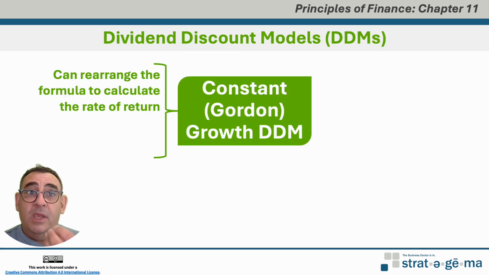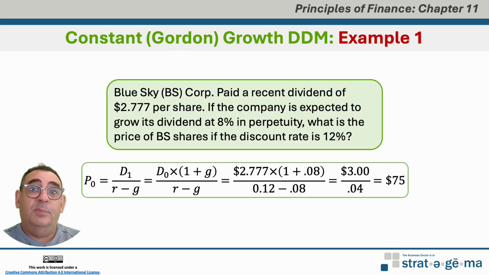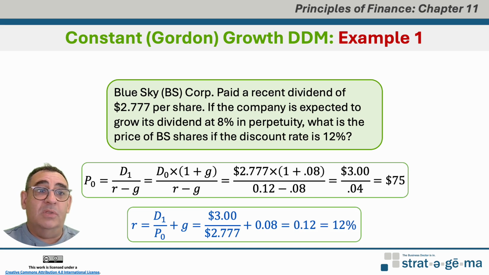If we wanted to, we could also rearrange the formula to determine what the rate of return is if we know what the next dividend is, what the current stock price is, and what the growth rate is. And if you knew the return, the dividend, and the stock price, you could also determine the growth rate. So this allows us to manipulate the formula to figure out any missing component. So if we go back to this one, let's prove the 12% rate of return, where R equals D1 over P0 plus G. So the $3 dividend divided by the initial stock price of 2.777 plus 0.08 equals 0.12 or 12%. So we know that this works going forwards and backwards.